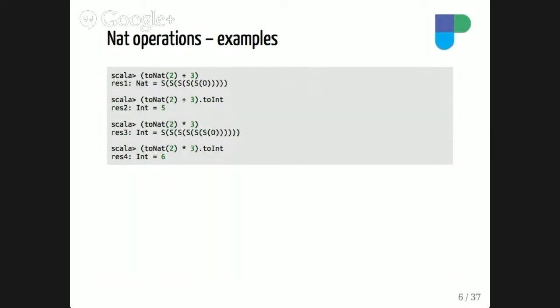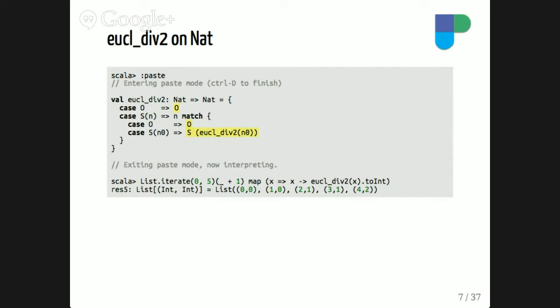So a few examples with that. Nothing really fancy. I'm just injecting the 2 in the naturals, and then just using addition and multiplication, it works as expected. Nothing really fancy so far. Now we want to go to the really interesting thing, which is the actual division on the NAT.